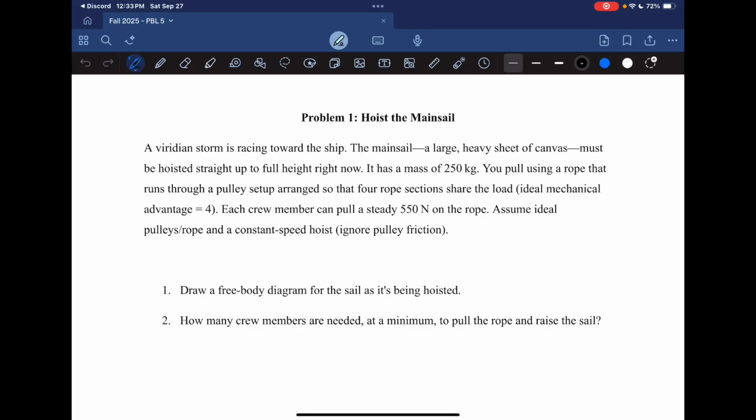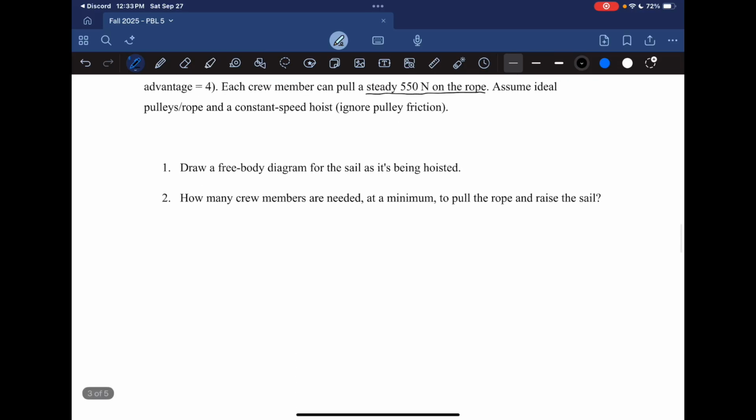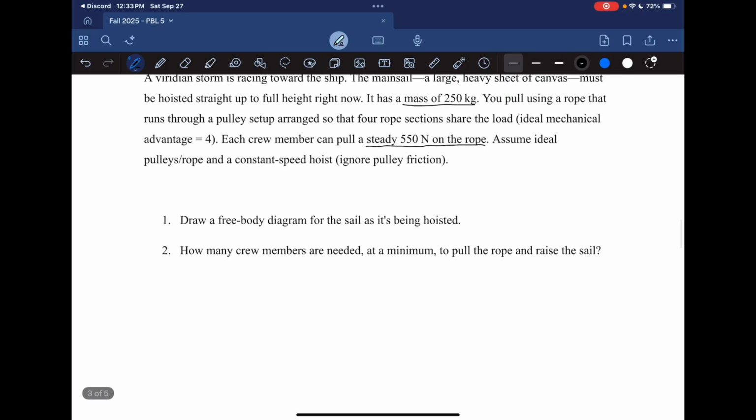But the important thing is that in hoisting this sail, we know that it has a mass of 250 kilograms and that each crew member that pulls on this can pull with a steady 550 newtons on the rope. And then we're going to assume ideal pulleys and a constant speed hoist. The first problem is to draw a free body diagram for the sail as it's being hoisted.